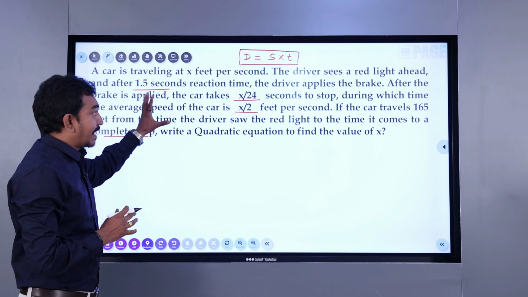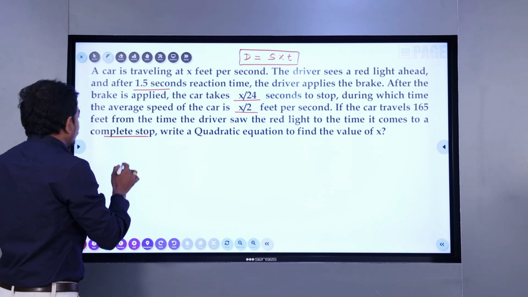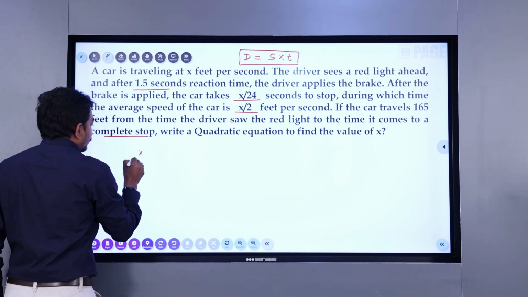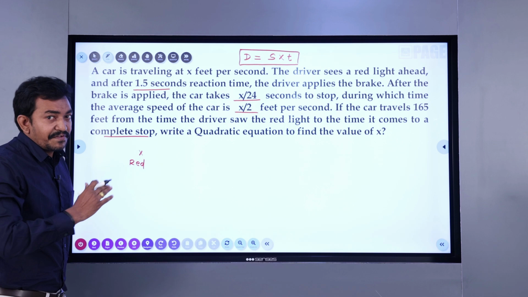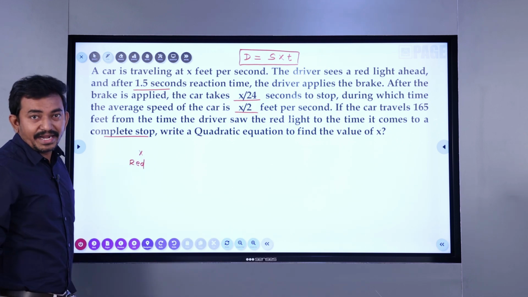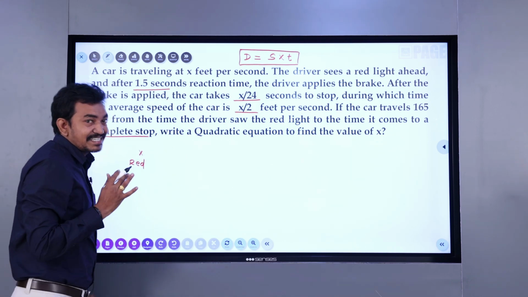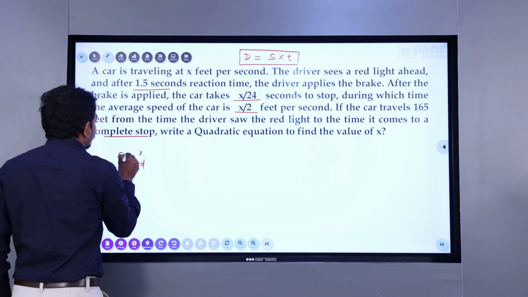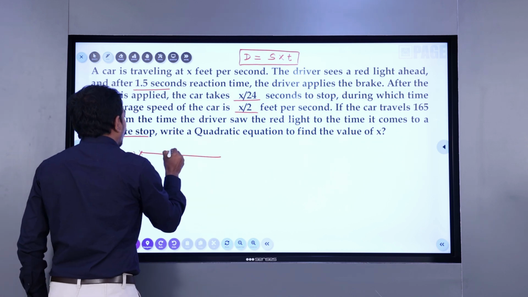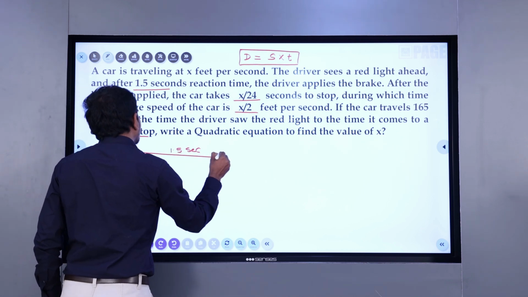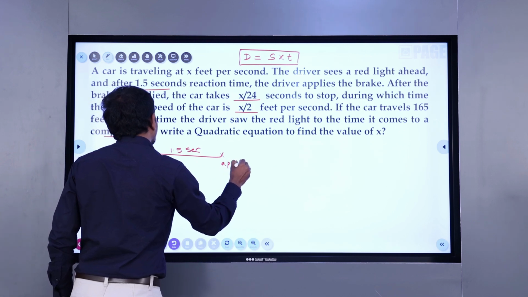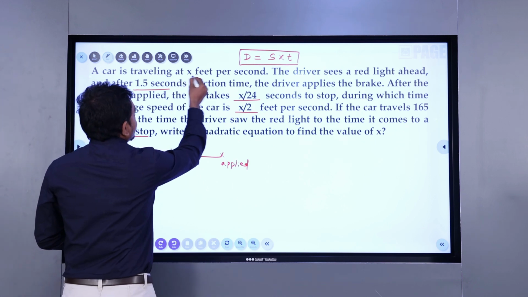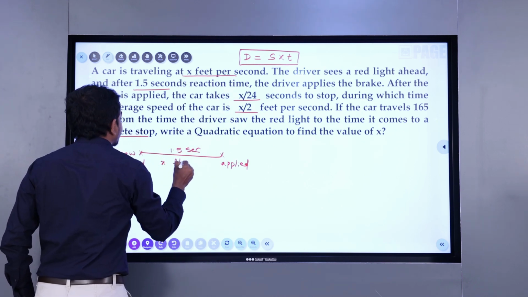Let us try to depict a small diagram to represent this situation. Let us take a car that is traveling. Here he saw the red light. Once he saw the red light, after how many seconds did he apply the brakes? After 1.5 seconds reaction time, the driver applies the brake. So from here, he saw the red light, and from here, after 1.5 seconds, at this point, he applied the brakes. During this time, what is the speed of the car? It is given as x feet per second.